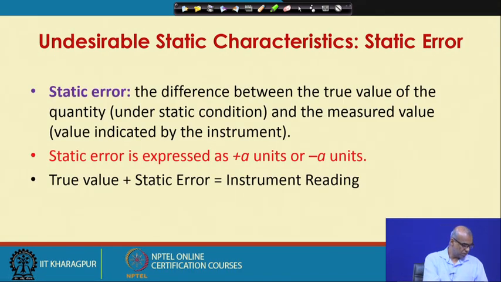Let us now talk about some undesirable static characteristics. First, static error, the difference between the true value of the quantity under static conditions and the measured value, that is the value indicated by the instrument. So, static error is the difference between the true value and the value measured by the instrument. So, static error is expressed as plus A units or minus A units. So, true value plus static error is actually the instrument's reading.